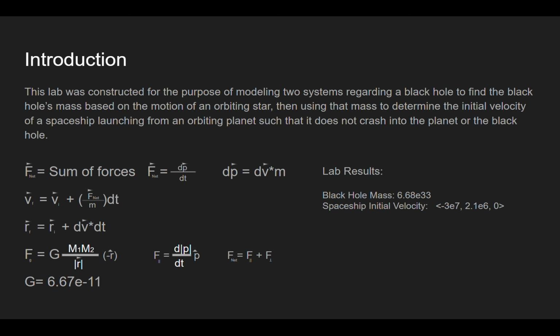This lab was constructed for the purpose of modeling two systems regarding a black hole to find the black hole's mass based on the motion of an orbiting star, then using that mass to determine the initial velocity of a spaceship launching from an orbiting planet such that it does not crash into the planet or the black hole.